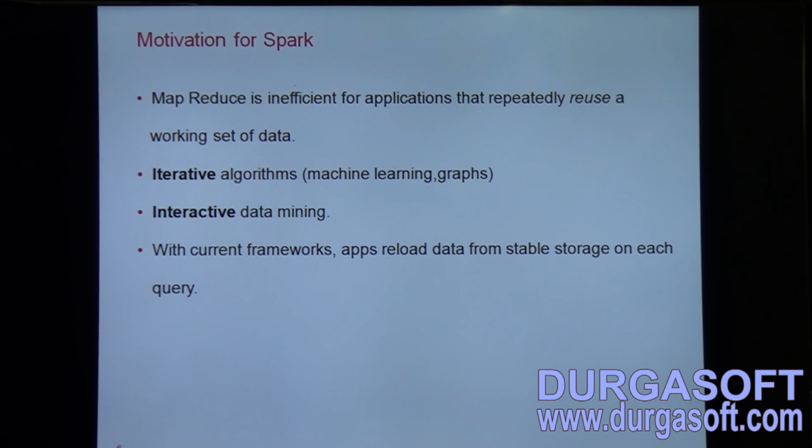So these are all the motivation factors for why we are going to use Spark. MapReduce is insufficient for applications that repeatedly reuse the same working set. So whenever you want to use the same data across the entire application, MapReduce is insufficient. Why? Because it keeps on producing the mappers and then tries to run them. It's a kind of batch environment.